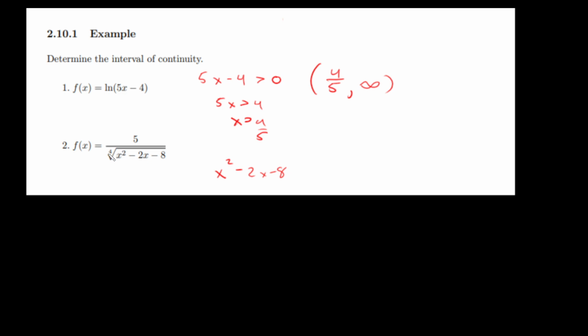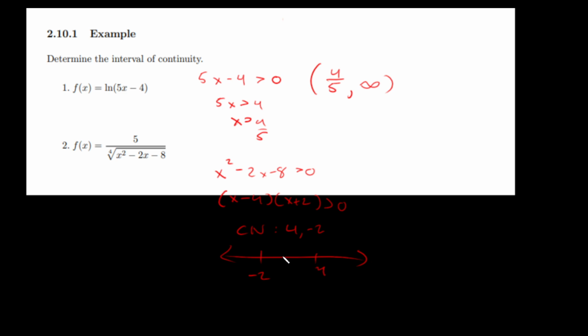And next, for this one, remember, because it is an even root, that cannot be a negative number, and because this entire thing is in the denominator, it also can't be 0 because the denominator can't be 0. So this is going to be greater than 0. And next, what we can do is factor it out to x minus 4 and x plus 2 is greater than 0. So our critical numbers are going to be 4 and negative 2.